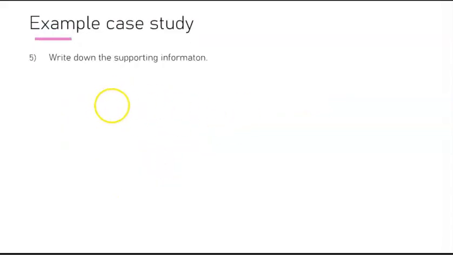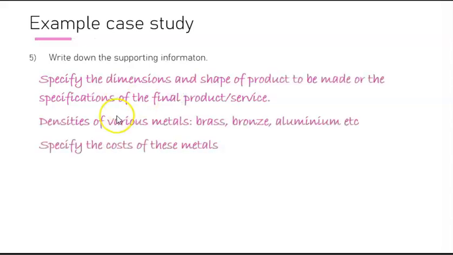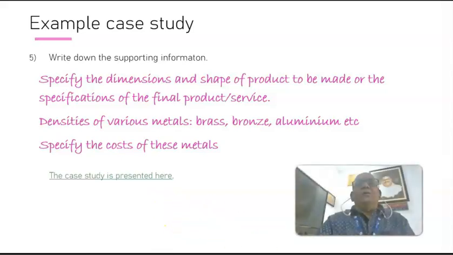Then we write down the supporting information. Supporting information involves the dimensions and shape of the product to be made, along with other specifications, color and so on, densities of various materials, and the market cost of the metal. With this as the data, the president needs to specify what the order quantities are, what the costs are, and so on.